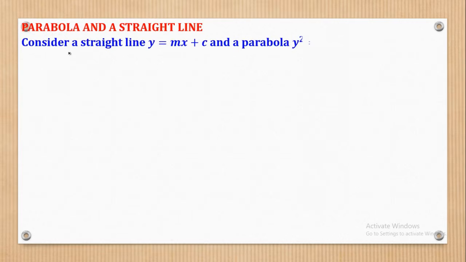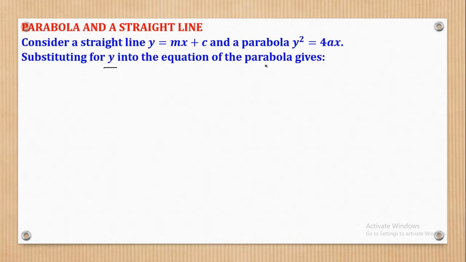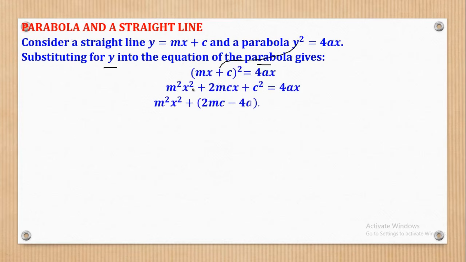So now we shall go to parabola and a straight line. Consider a straight line y equal to mx plus c, and a parabola y squared equal to 4ax. Substituting for y into the equation of the parabola will come up with this. So where there was y, you put mx plus c. Then expand, you'll come up with that. Rearrange, put x squared alone, x alone, and constant alone.